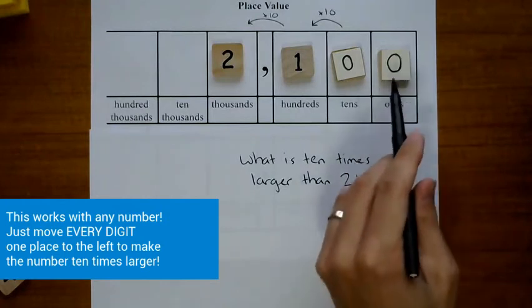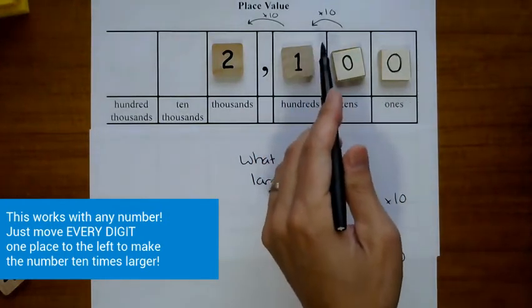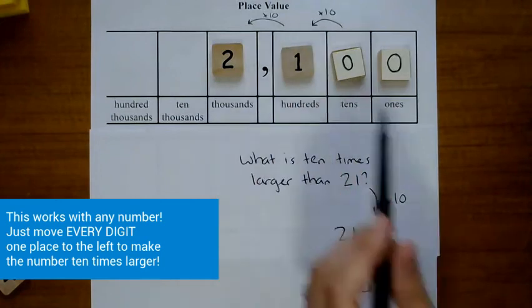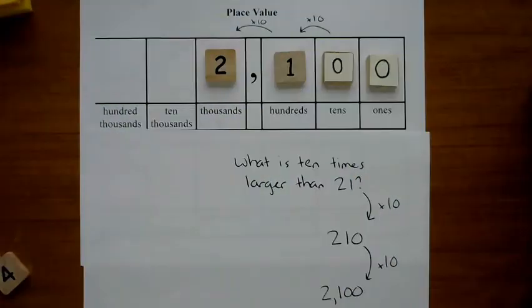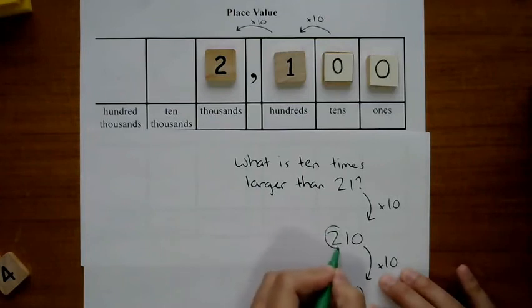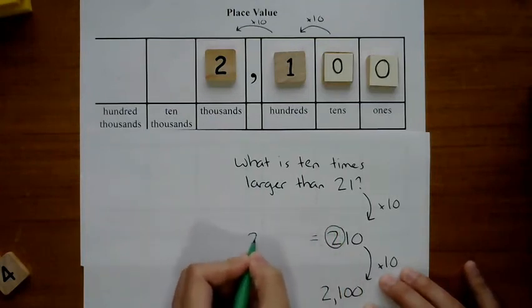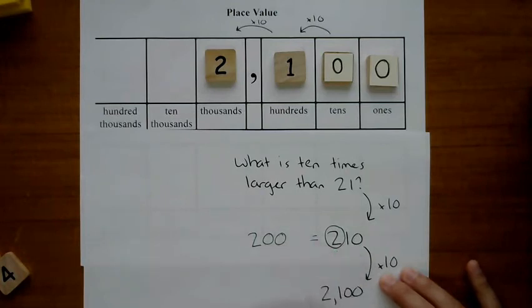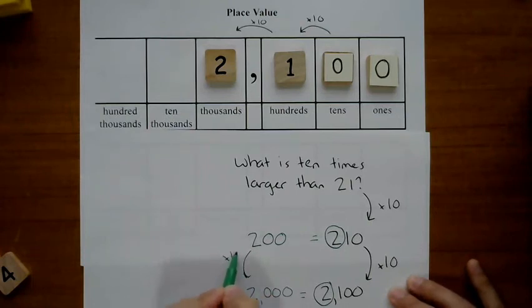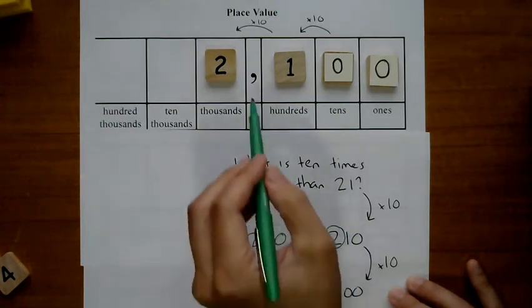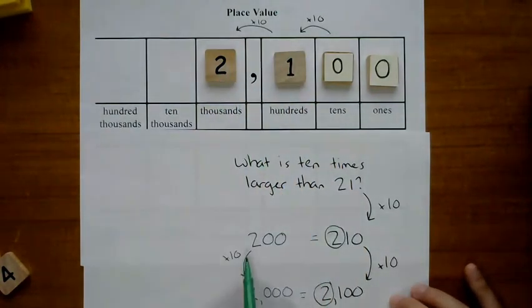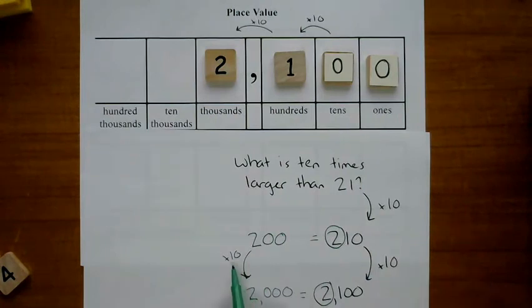Anytime you're moving a digit over one place, you're changing the value of that digit to be 10 times greater than it was. In this case, the value of the 2 in 210 is 200 because the 2 is in the hundreds place. But in 2,100, the 2 is in the thousands place, so the value of the 2 is 2,000. And 2,000 is 10 times larger than 200. Just by moving that 2 up one place value to the left, we changed its value to one that was 10 times greater.